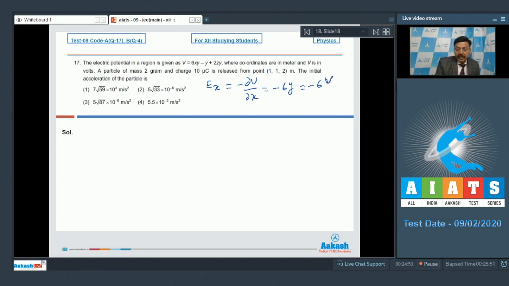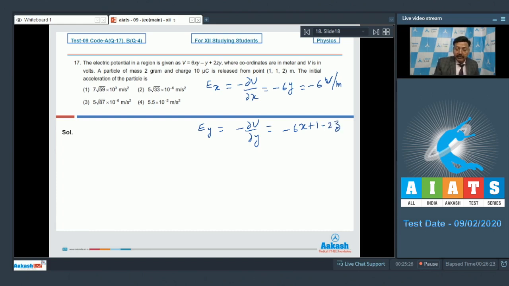So we have Ex as minus 6 volt per meter. Let's now look at Ey, and Ey is minus del V by del Y. The expression for minus del V by del Y, if we take the partial derivative now, is minus 6x from the first term. From the second term it is plus 1, and taking the partial derivative of the third term and putting a minus sign, of course we get minus 2z.